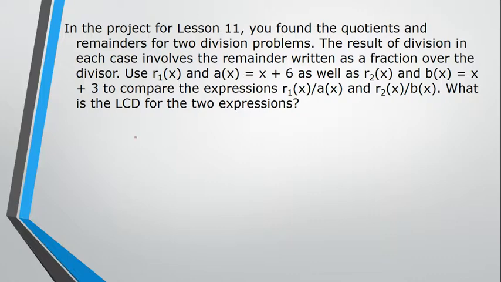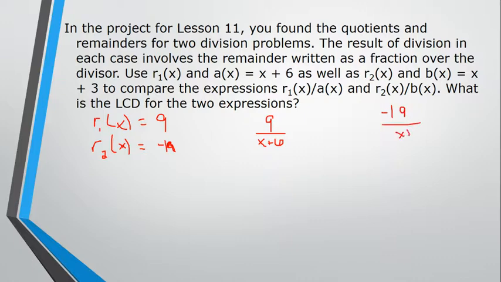So we first need to look back at lesson 11 and we need to know r1 of x. So r1 of x for me from lesson 11 was 9. And I also need to know my r2 of x. Remember, these are your two remainders that you got. My r2 of x is negative 19. You have to go back to lesson 11 in order to look up what those are, and then you can start with this problem. So let me write r1 of x divided by a of x. That would be my 9 over a of x, which is x plus 6. And then r2 of x is negative 19 divided by b of x, which is x plus 3.